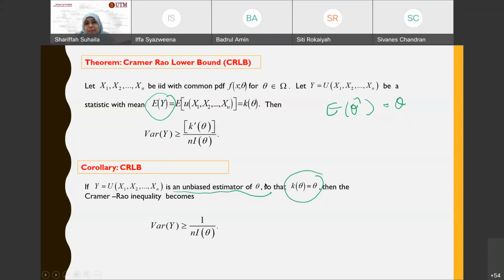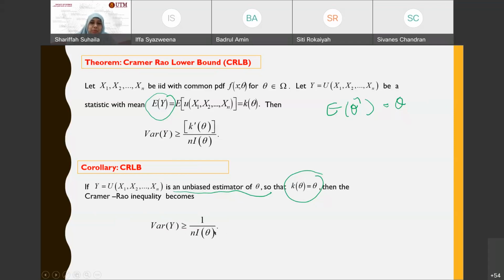So again, here we have variance of Y greater than or equal to k prime(theta) over n I(theta). Let's say k(theta) equals theta. That means k prime(theta), differentiating theta, just gives you 1. So your Cramer-Rao inequality becomes variance of Y, where Y can be your theta hat, the unbiased estimator from earlier. The variance of theta hat must be greater than or equal to 1 over n I(theta).